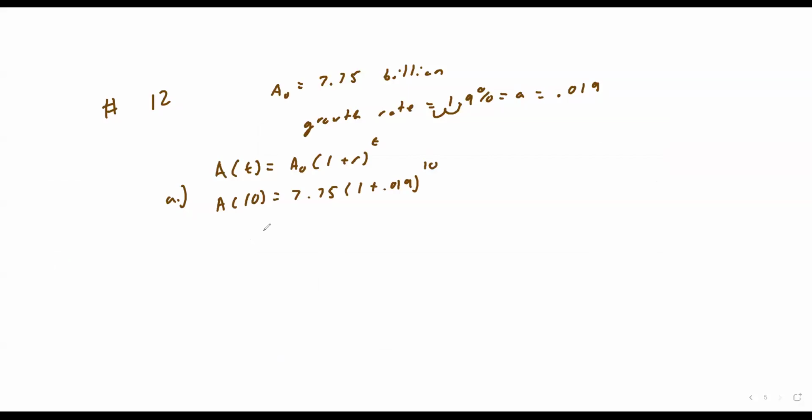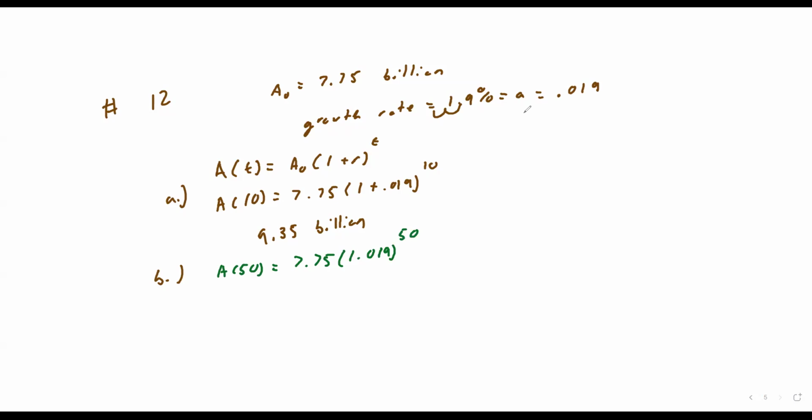All right, so therefore this would be 9.35 billion. Part B just has you do basically the same work again, but this time at 50. So A of 50, 7.75, 1.019 raised to the 50.